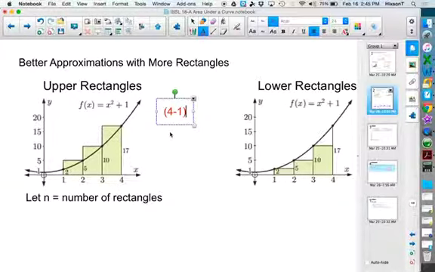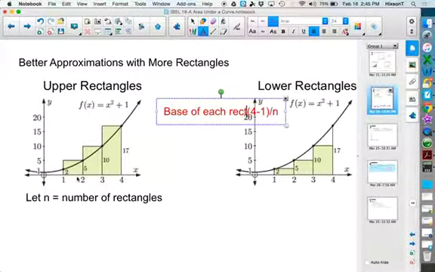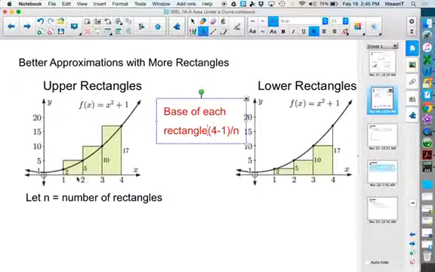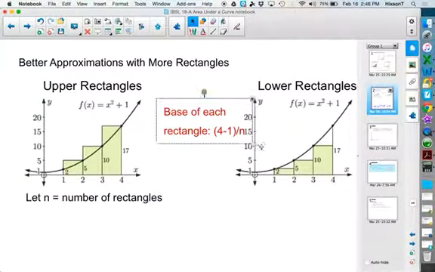Well, hang on. We want to figure out how wide each one of these is, right? Very good. We want to divide it by the number of rectangles, which happens to be n. Okay? 3 in this case, n in general. So that's going to be the base of each rectangle. The base of each rectangle is 4 minus 1 over n. Just for this, okay? We'll look at ones more in general later.